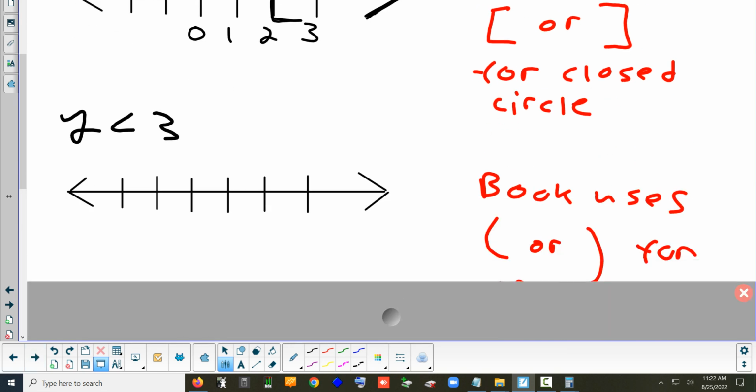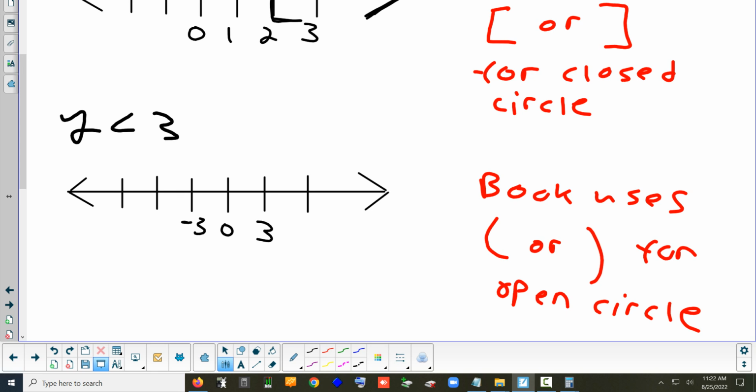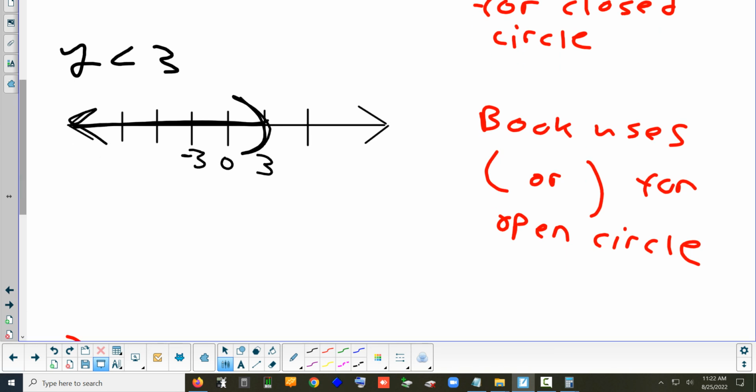Yep. So if we were going to do this one, because it's a less than, you're going to use a parenthesis in place of the open circle. So bracket takes the place of the closed circle, parenthesis takes the place of the open circle. Where would my parenthesis go for this one? And which way would it face? It would face to the left. Yeah, it's going to open to the left. Yep. So just like that, and then shade this way. Okay. Any questions on that?